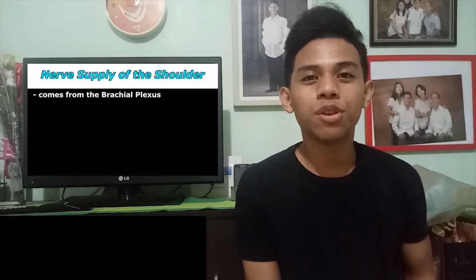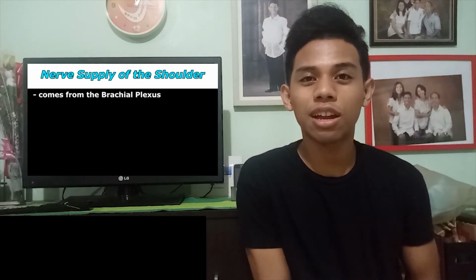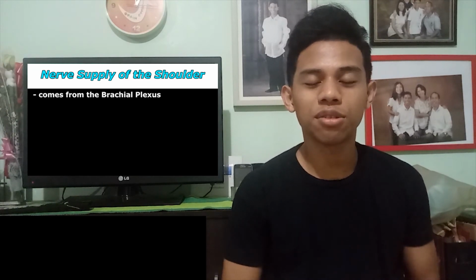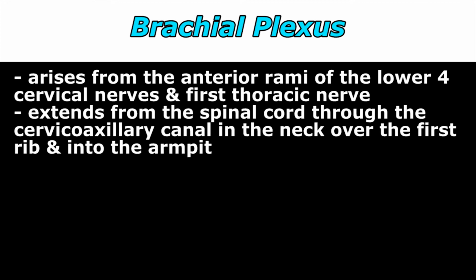The nerve supply of the shoulder complex is what we call the brachial plexus, which arises from the anterior rami of the lower four cervical nerves and first thoracic nerves, and which extends from the spinal cord through the cervico-axillary canal in the neck, over the first rib, and into the armpit.